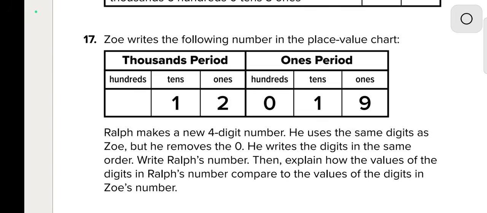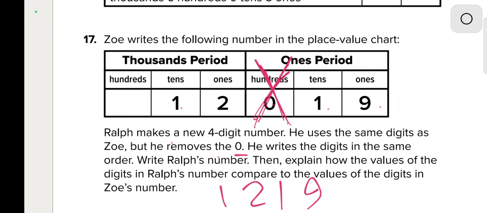Zoe writes the following number in the place value chart. Ralph makes a new 4 digit number. He used the same digits as Zoe, but he removed the 0. He writes the digits in the same order. Write Ralph's number, then explain how the values compare. Okay. Ralph here writes the same number, but he removes the 0 and writes in the same order. So he writes it without 0. 1, 2, remove 0, 1, 9. Okay, this is Ralph's number.